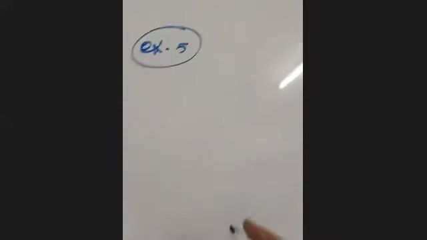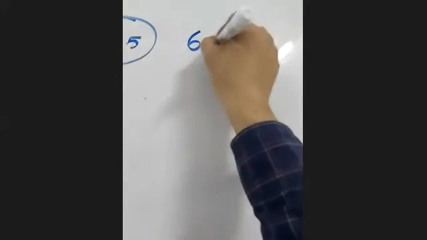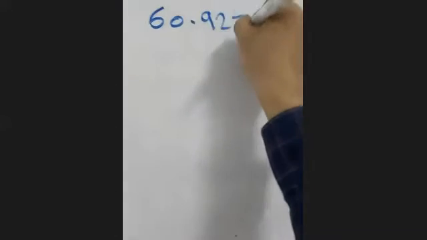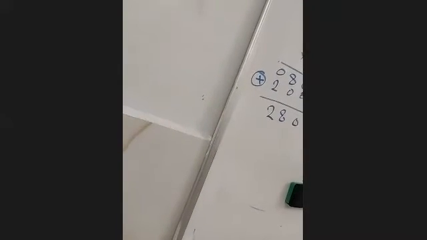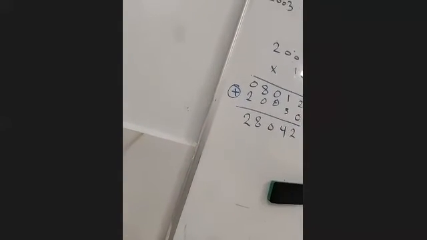Example 5 is on page 150. We'll do the example and the check together. We have 60 decimal 927. Look here, guys. 60 decimal 927 divided by 0.012.